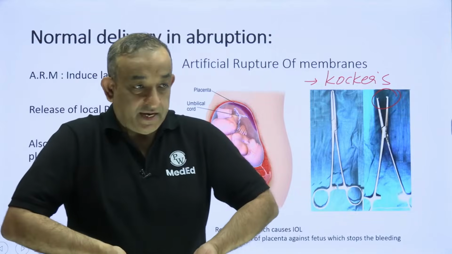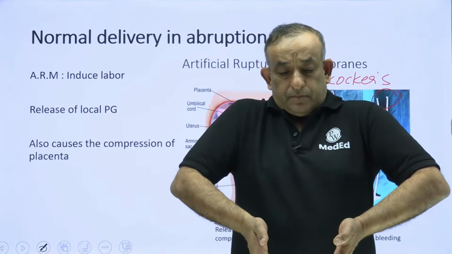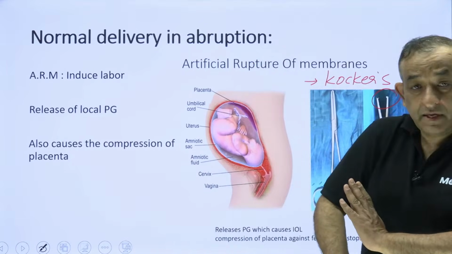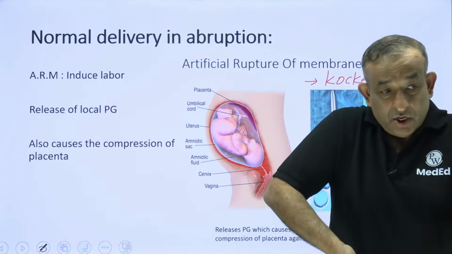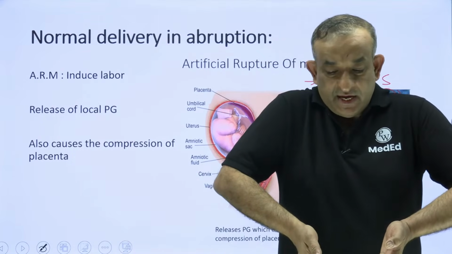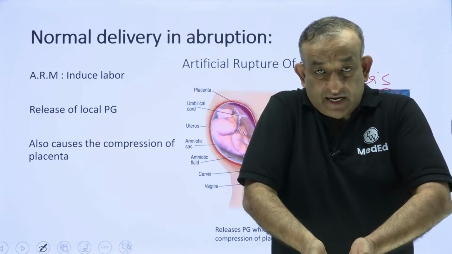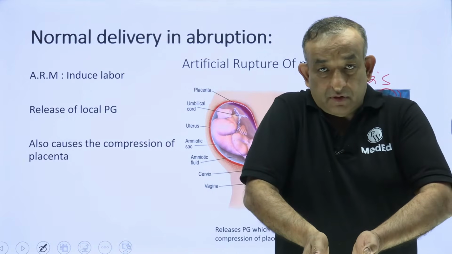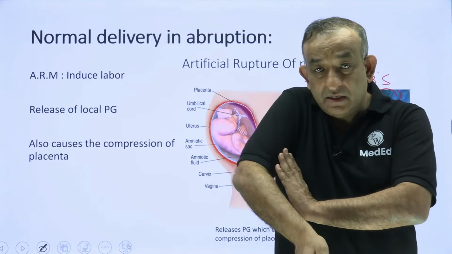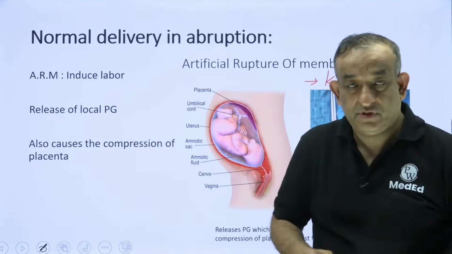So look at my hand again. When you're doing artificial rupture of membrane like this, the placenta is attached here. Can you see now? Yeah, the placenta is attached here. So when you do the ARM, the liquor will go out and the uterus will contract. This separated placenta will be compressed by the uterine muscles. So that's why the bleeding will reduce.